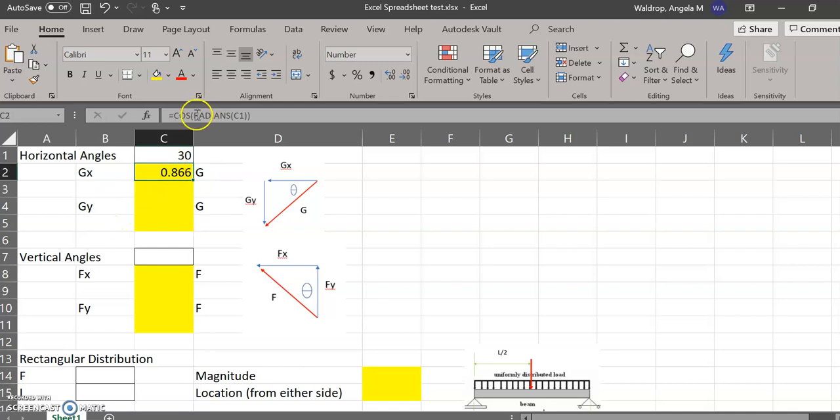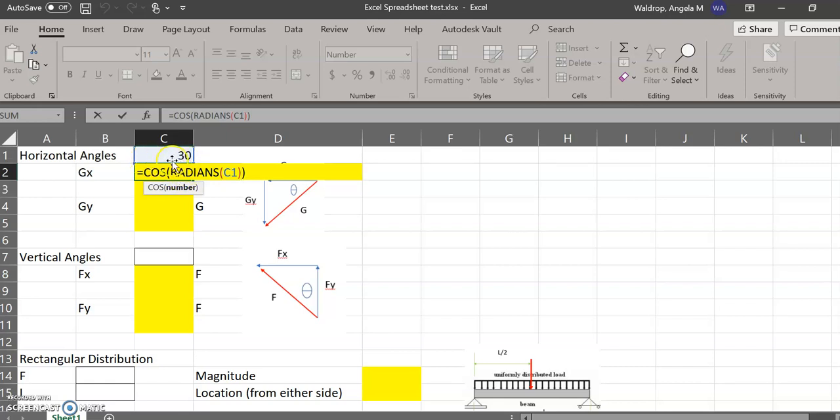Okay, so remember, the key thing that we need to note is that the default angle measurement for angles in Excel is radians. So anytime we type in an angle in degrees, we're going to have to convert that first and then do the trigonometric calculation afterwards. That's why it's on the inside of the parentheses.